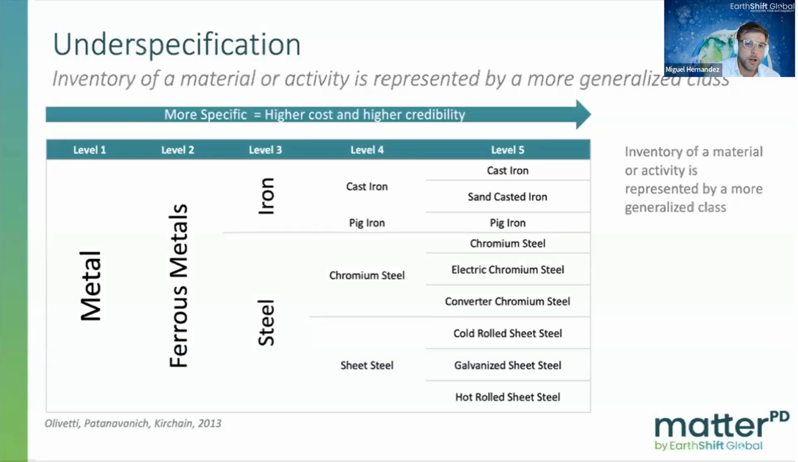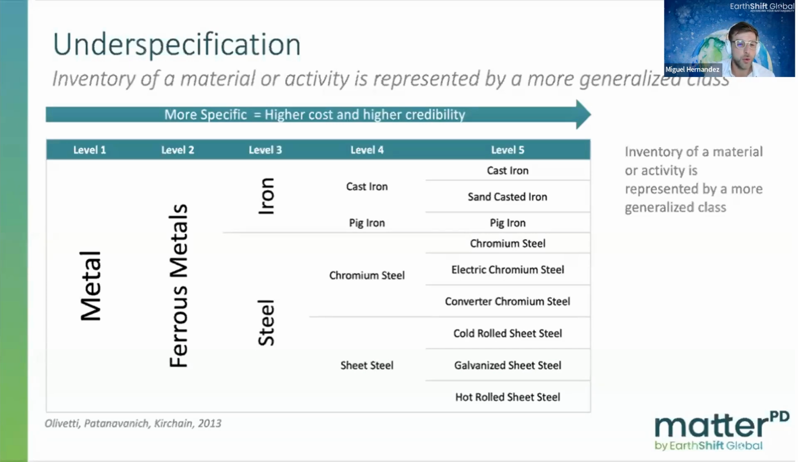So let's focus on the last section of this data table, just as an example. Let's say that I'm designing a new pipeline, and I'm evaluating 3 different potential materials: cold rolled sheet steel, galvanized sheet steel, and hot rolled sheet steel.